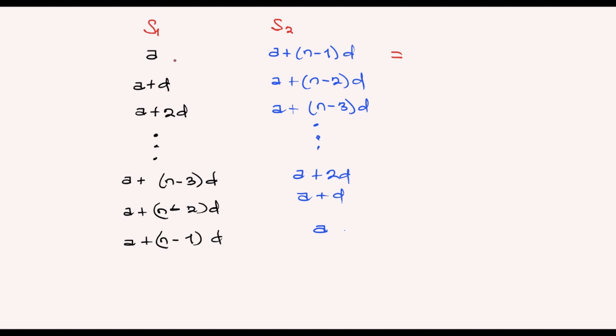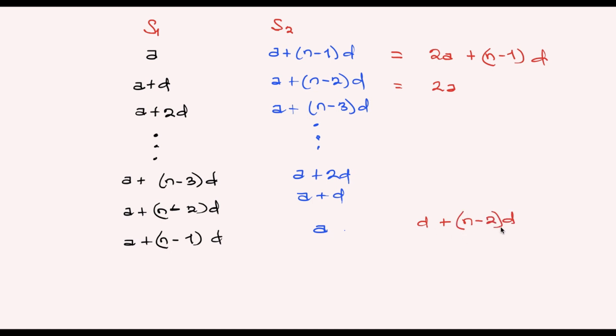So here we have that this is going to be equal to a plus a, which gives us 2a plus (n minus 1)d. So here we also have a plus a, which is also equal to 2a. Now let's have a sidebar here. We have d plus (n minus 2)d. So d plus (n minus 2)d.